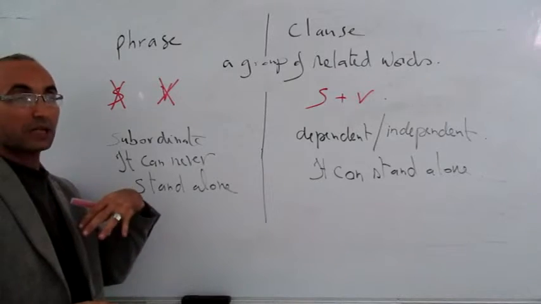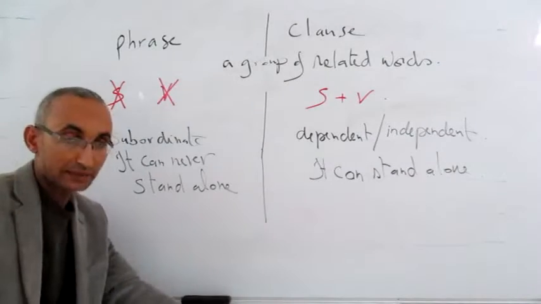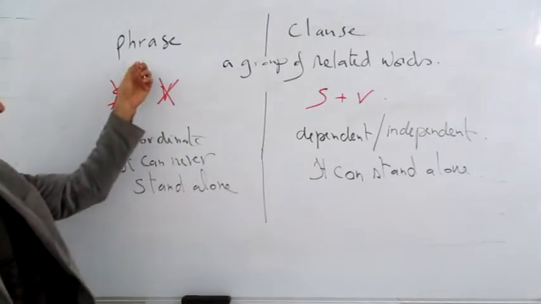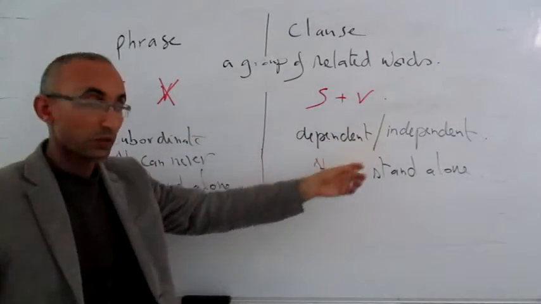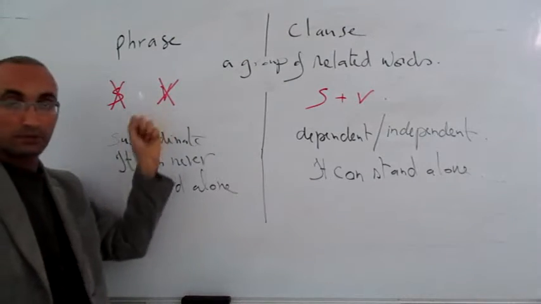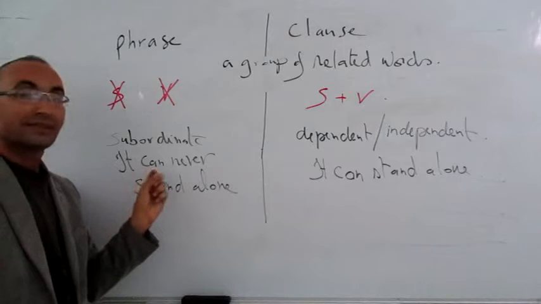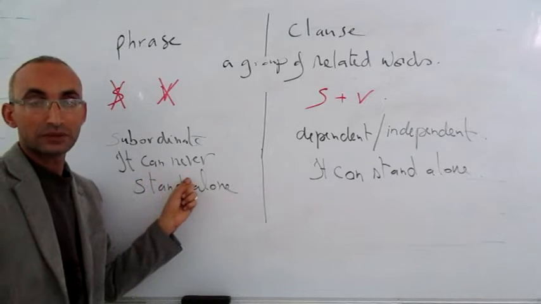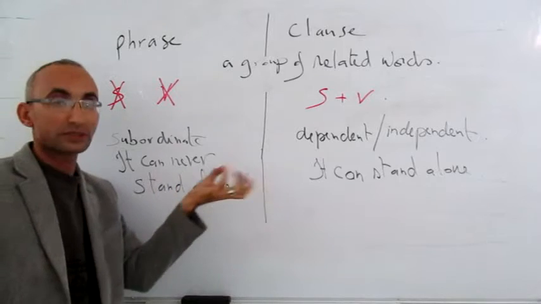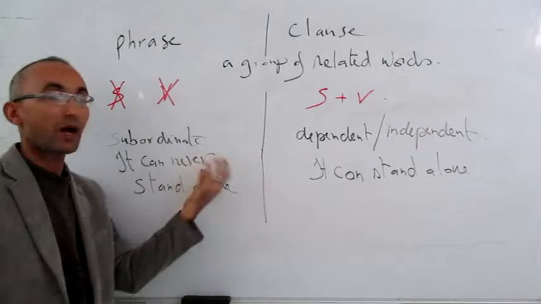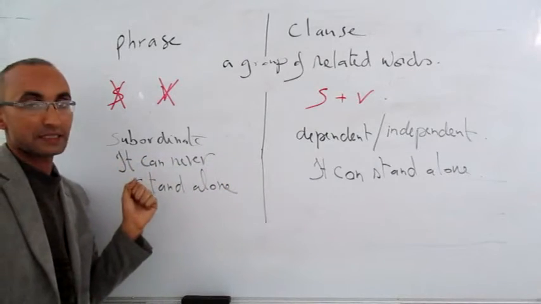So, we try to recapitulate and now define the phrase, from the beginning, and we say the phrase is a group of words, clear, which does not contain neither a subject nor a verb, and which cannot stand alone. It's always subordinate, always comes to complete the meaning of the rest of the sentence.